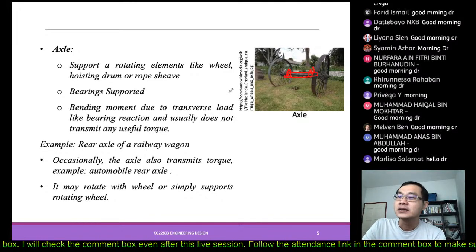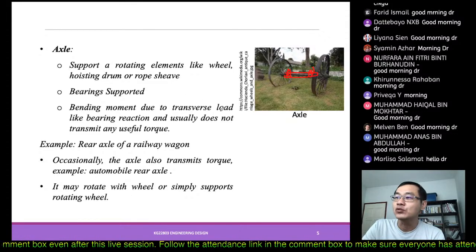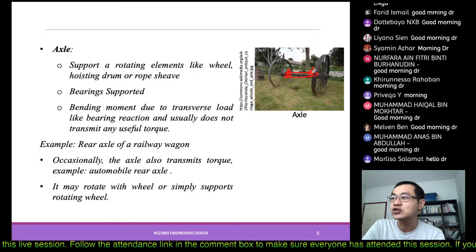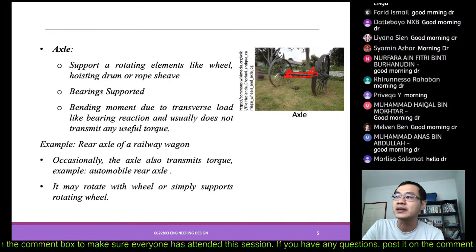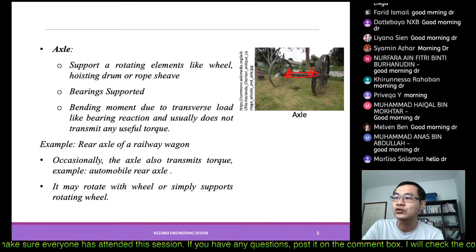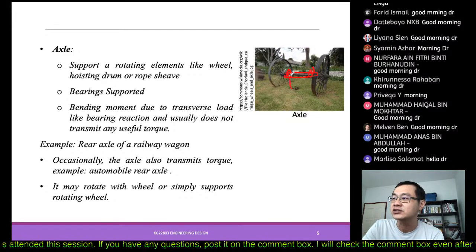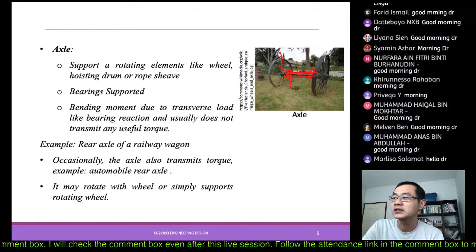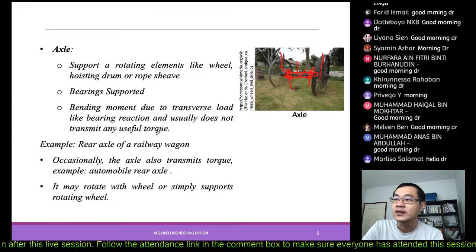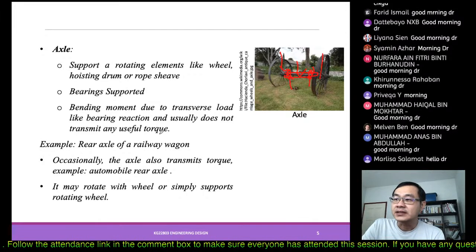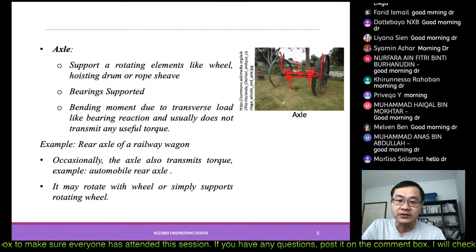When they are supported, a bending moment occurs on the axle itself. The bending moment is due to the transverse load, like the reactions of the bearing, because the load may be over here, and over here, and over here, right? So it depends on how it is assigned. An example is the rail axle of railway wagons.